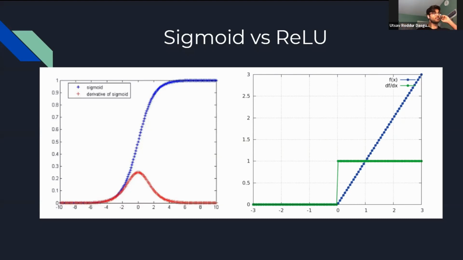So before I move on, does everybody understand, or is there any confusion regarding vanishing gradients and why this problem arises?